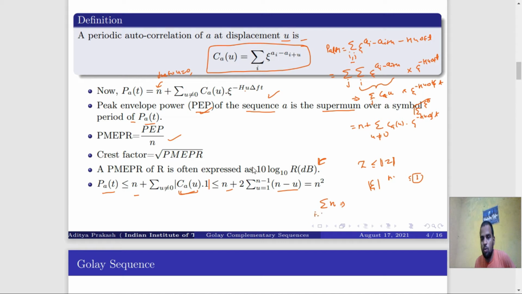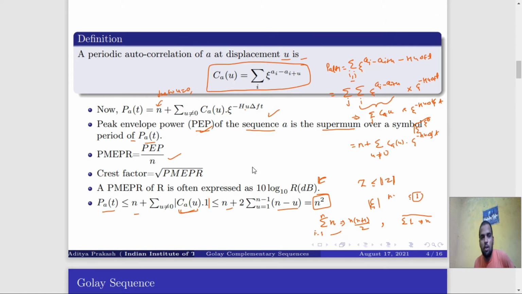i, with i equal to 1 to n, its value will be n into n plus 1 by 2. Got my point? And simply 1 remains, so then its value will be n. With the help of this result, we get a value of n square. We get that PAT is always less than n square. Okay, so this is basically the concept.